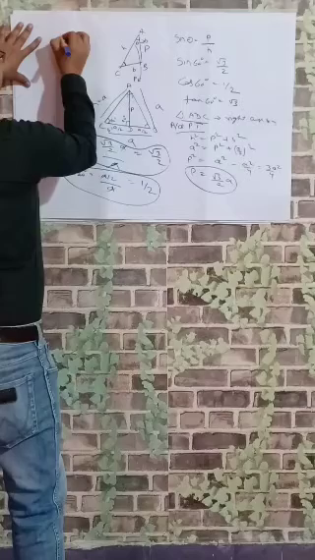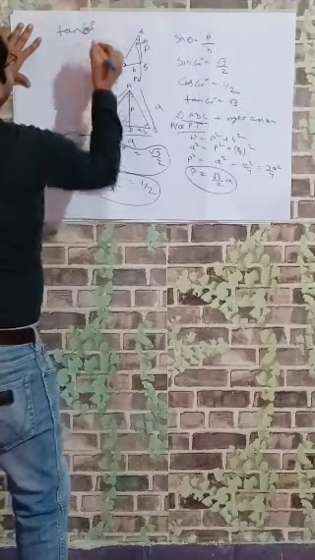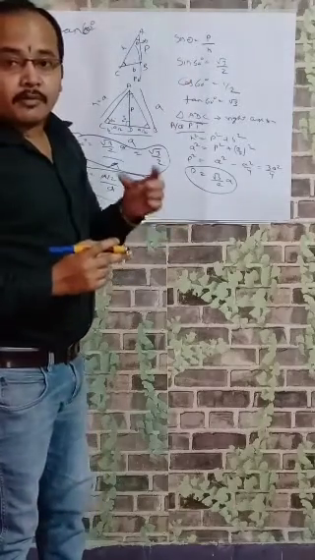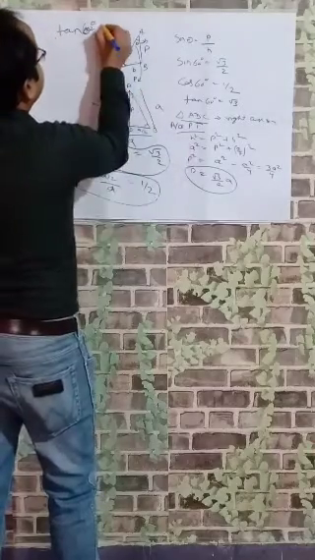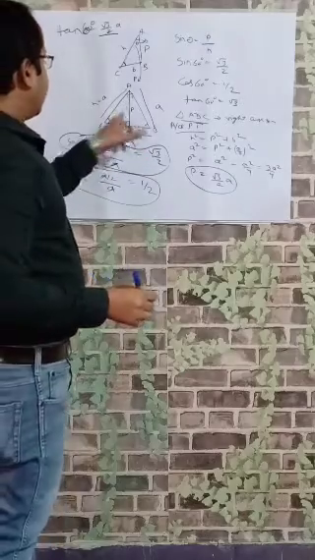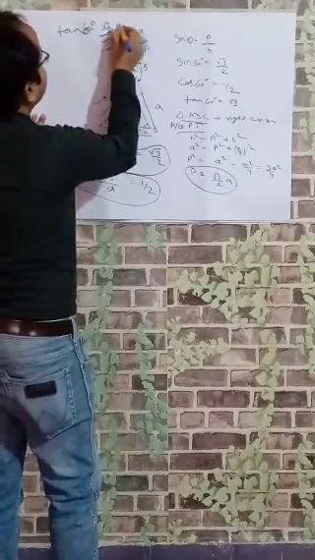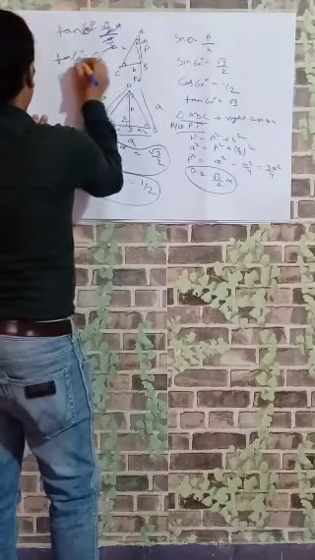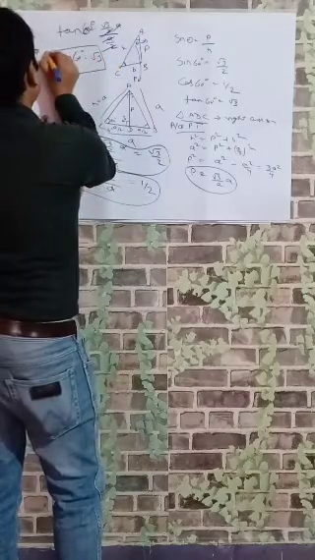What is tan 60 degrees? Tan 60 degrees is the ratio of perpendicular upon base. The perpendicular is root 3 by 2 A, upon the base, which is A by 2. The 2 cancels, A cancels. So tan 60 is equal to root 3.